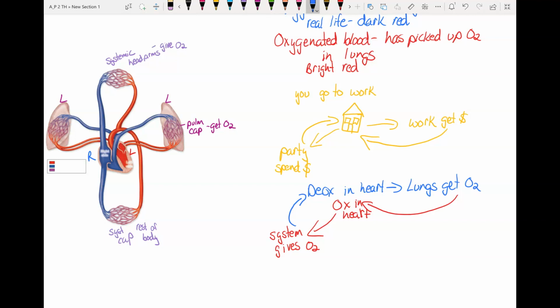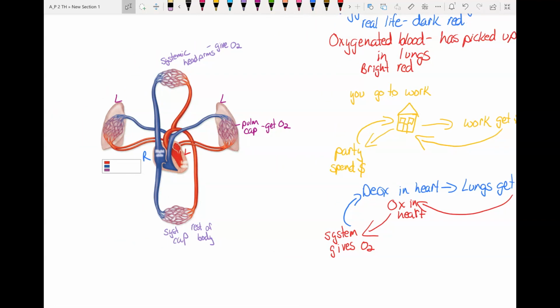So the blood is always going to go from the heart to the lungs, back to the heart, and then from the heart to the body, back to the heart. It's this figure 8 pattern.